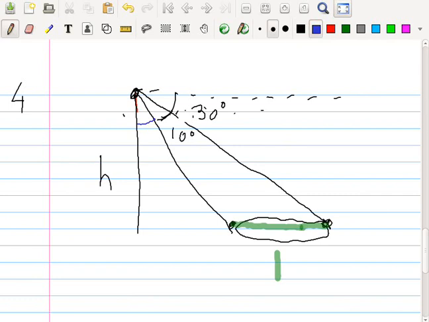80? No. 50. Why? Because the total here has to be 90. And if I make the cliff perpendicular, which I can, then this is 90. And then what's this one here? 40. So what's this one here? 140. 140 and 10? 150. So here? 30. Now, doesn't that look familiar?